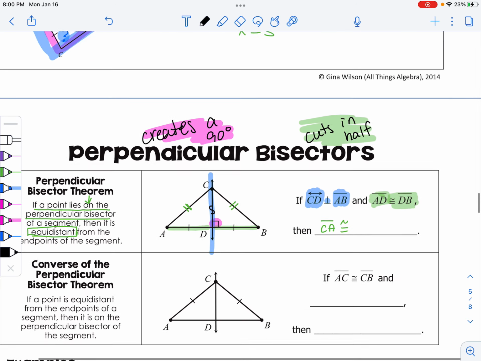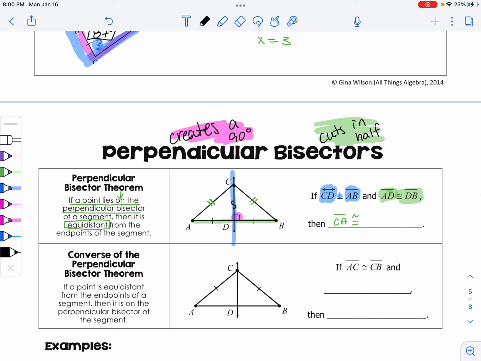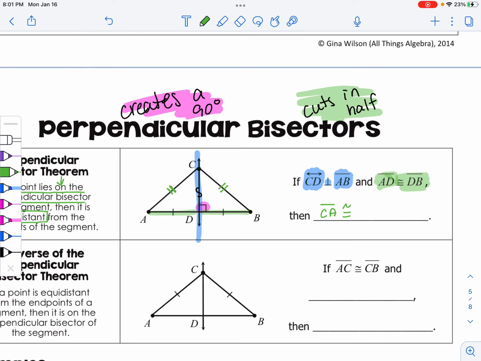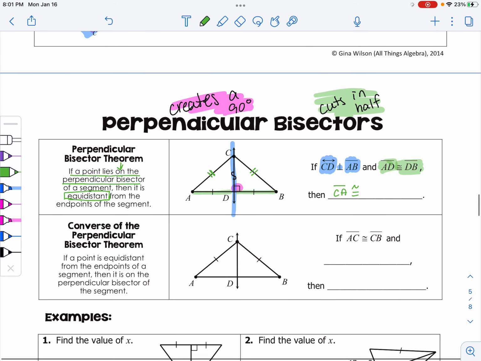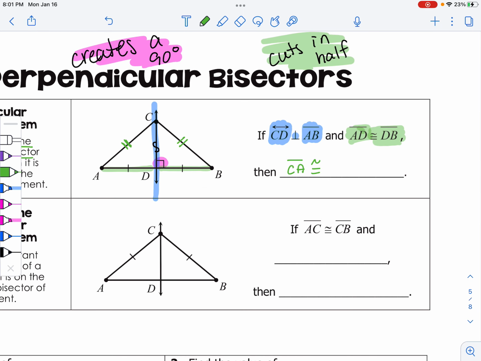Their hypotenuses are going to be congruent because they're the same triangle. So that's bringing back some old stuff. But here's our theorem. If a point C lies on the perpendicular bisector, then it is equidistant from the endpoints on the segment.